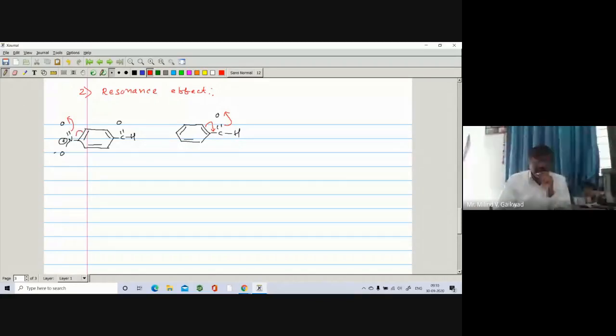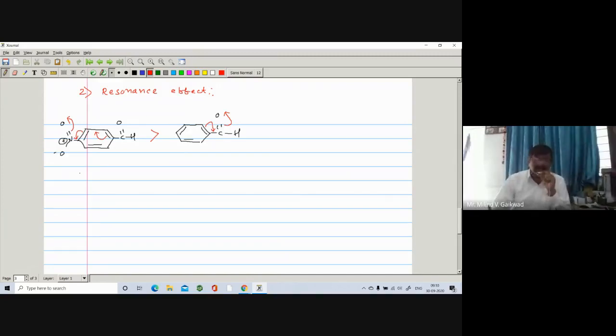So this pi bond will shift here. There is a formation of a pi bond. Carbon becomes positive. So this pi bond will shift here. There is a formation of a pi bond. So here the positive charge on the carbonyl carbon gets delocalized, right? So it withdraws electron density from the carbonyl carbon. That's why para-nitrobenzaldehyde is more reactive as compared to benzaldehyde, right?